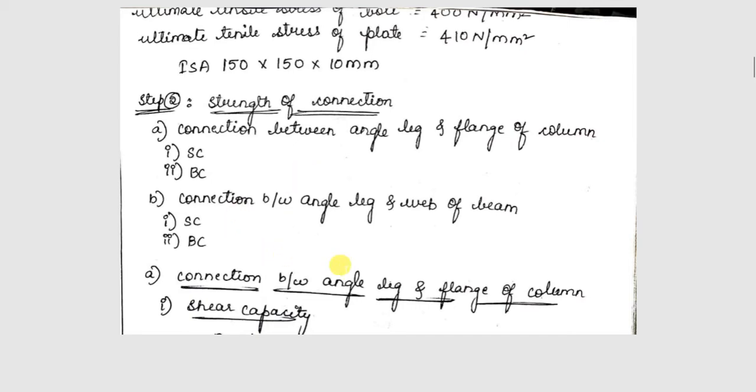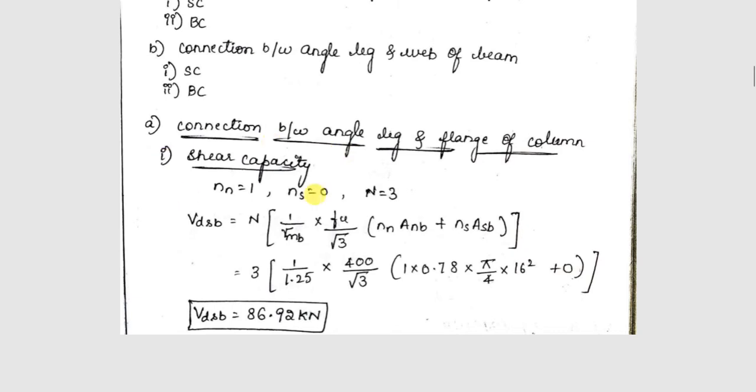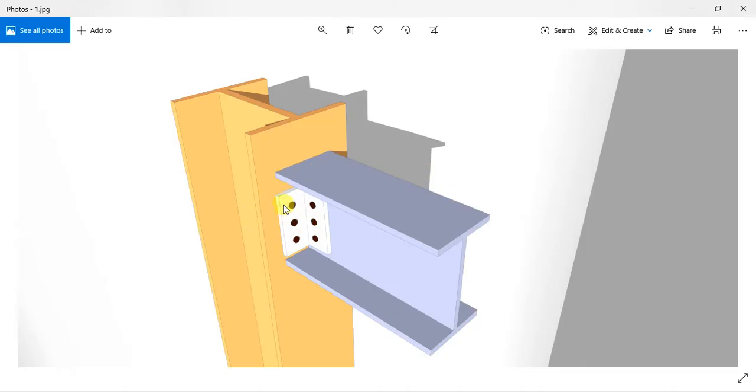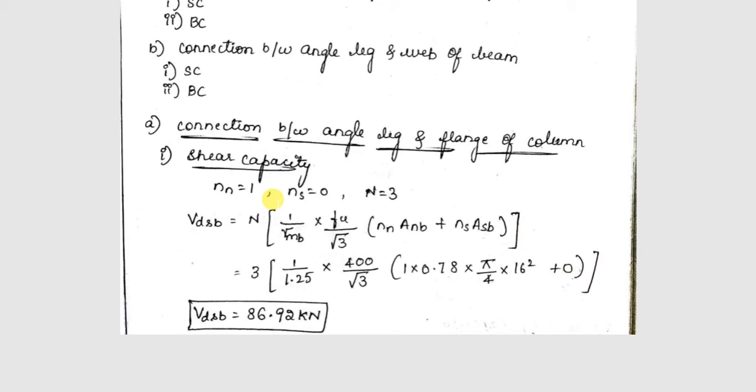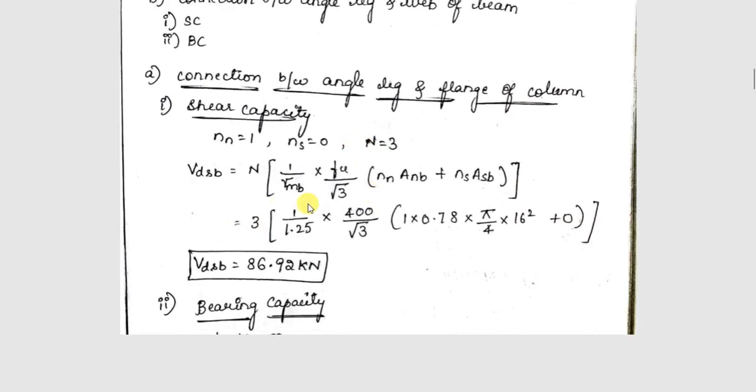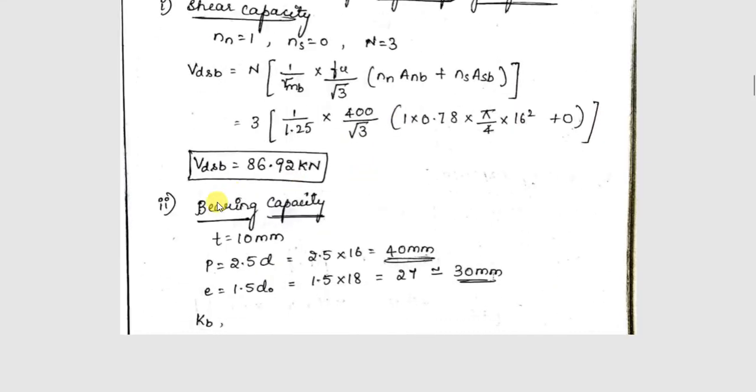Starting with the first one, the connection between angle leg and flange of column, we are calculating shear capacity first. This is the connection between angle leg and flange of column. You can see here we are dealing with this connection now. These three bolts will be connecting two thicknesses: one is the thickness of the flange, the other one is the thickness of the angle leg. As we are dealing with two thicknesses, it is nothing but a lap joint. So Nn is 1, Ns is 0. The number of bolts used is 3. So we will be calculating shear capacity. We will be getting 86.92. Moving on to bearing capacity.